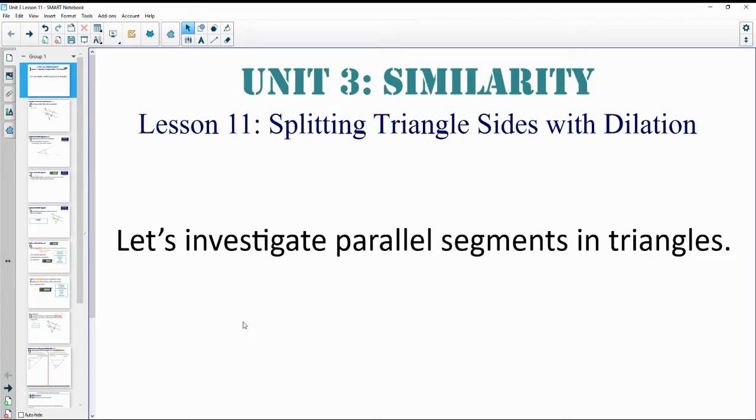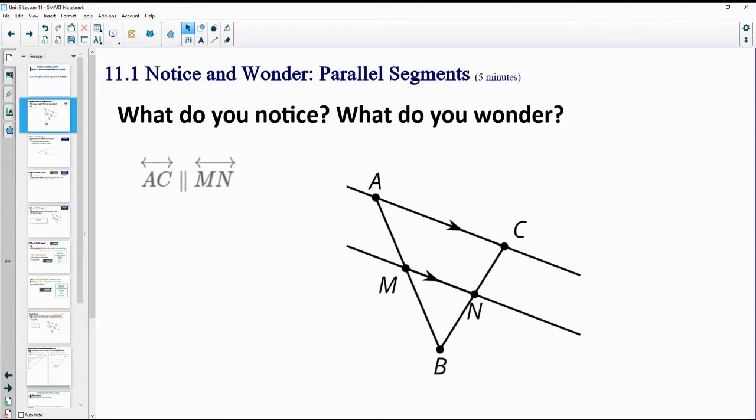In lesson 11, we're going to look at splitting triangle sides with dilation. So we're going to investigate parallel segments within triangles. So go ahead and look at this picture and what do you notice and what do you wonder? You can pause the video and write down a few things and then come back.